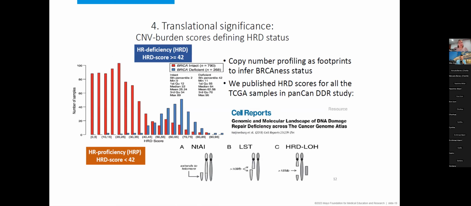So just some additional notes about translational significance. This is a slide from Chen as well. So this is CNV burden scores that have been defining HRD status. And so there are a couple of reports correlating CNV burden with the HRD status and associating that with BRCA-ness and response to DNA damage therapy.